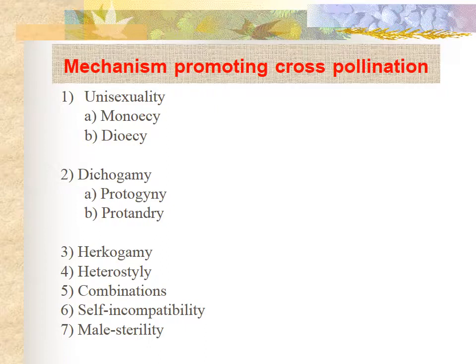The mechanisms promoting cross-pollination are unisexuality, dichogamy, hercogamy, heterostyly, combinations of any of these, then self-incompatibility and male sterility. For promoting self-pollination, cleistogamy, chasmogamy and others help. But in the case of cross-pollination, there are 7 mechanisms. In unisexuality, there are 2 types, monoecy and dioecy. In dichogamy, protogyny and protandry.